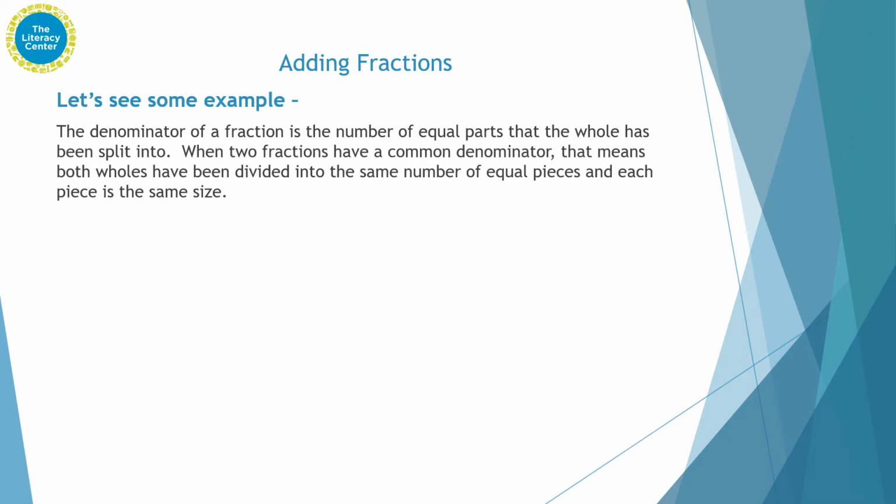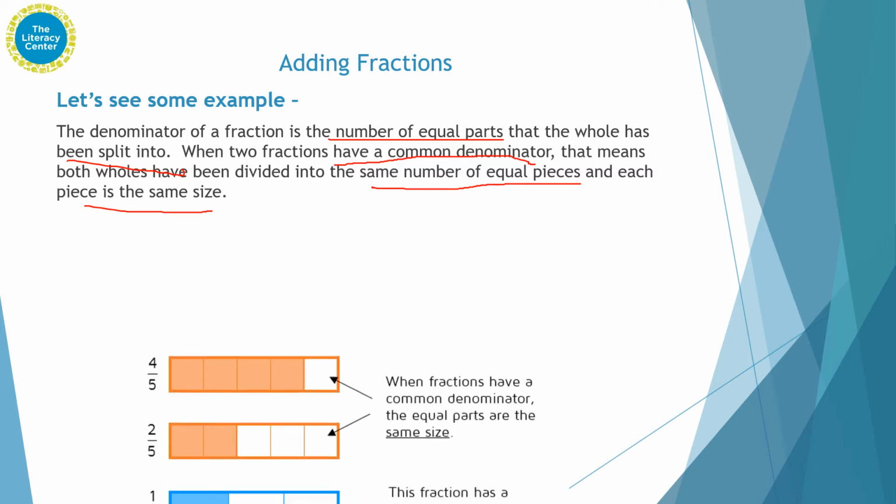The denominator of a fraction is the number of equal parts that the whole has been split into, as we all know. When two fractions have common denominators, that means both wholes have been divided into the same number of equal pieces and each piece is of the same size. Let's see the diagrammatic representation to understand this more.